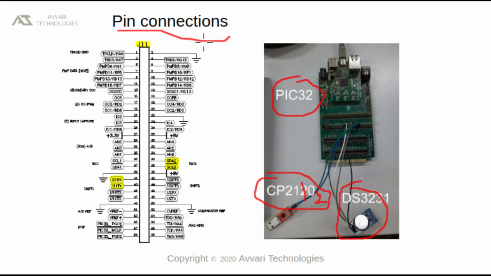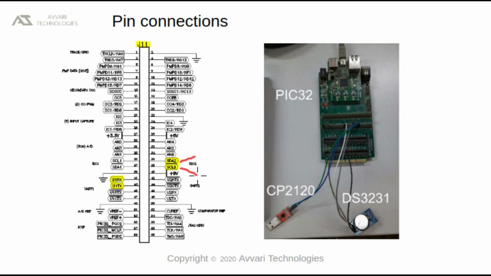Notice the pin connections. The real-time clock is connected to pin numbers 36 and 38. 36 is for the data line and 38 for the clock line. I am using the 2 pins dedicated for I2C, that is I2C2. We are connecting the USB UART bridge here. I recommend you go through the second part of this tutorial where I explained UART communication. Here we have the TX and RX pins at 41 and 43. This is all about the pin diagram.